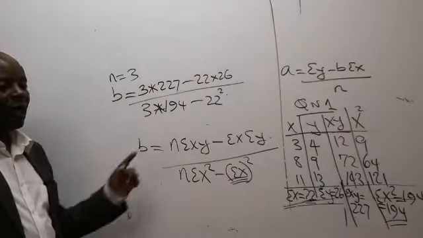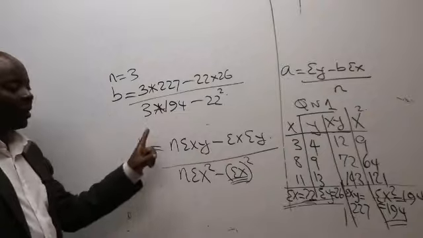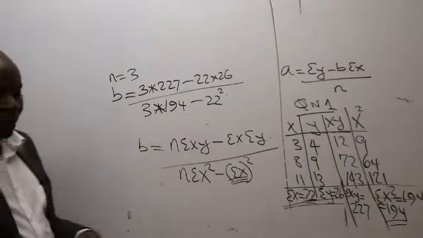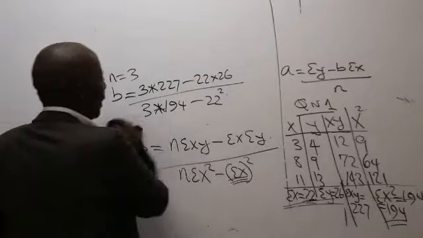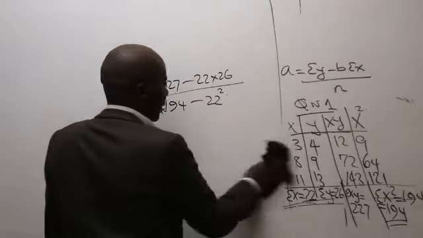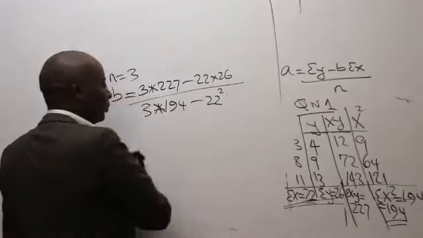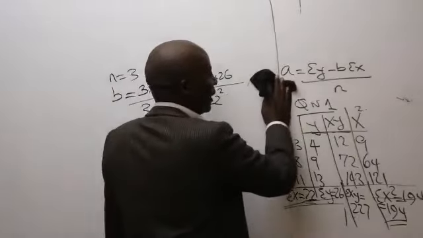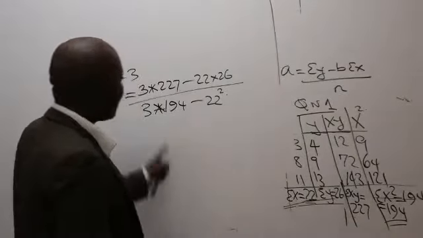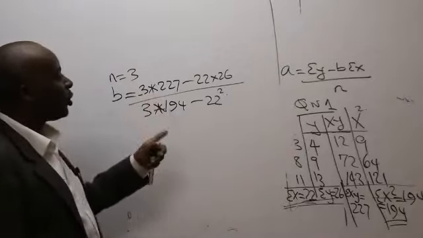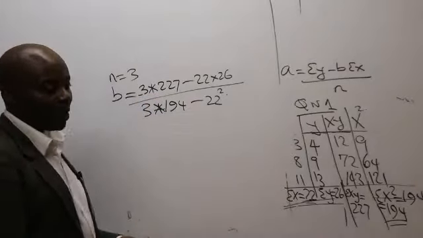Now here you are going to be quite easy and accurate in terms of how you get your numerator and denominator values. So please go ahead and give me the numerator value. Numerator, I do 3 times 227 minus 22 times 26. What figure are we getting there?